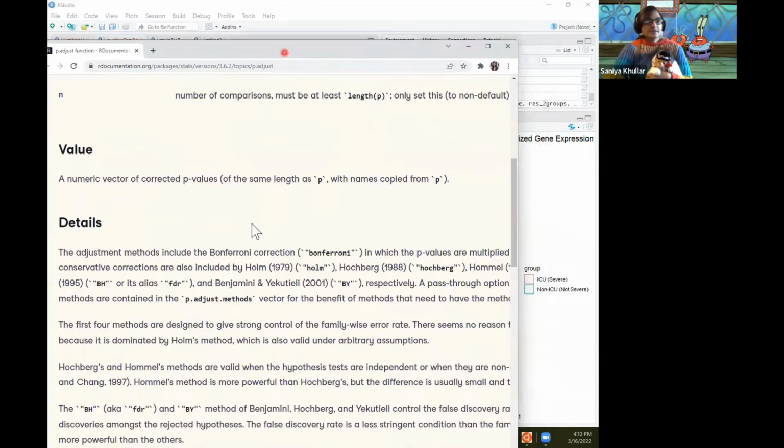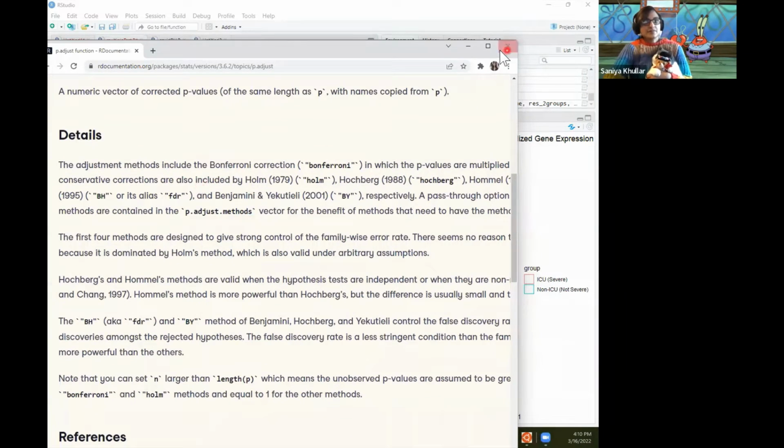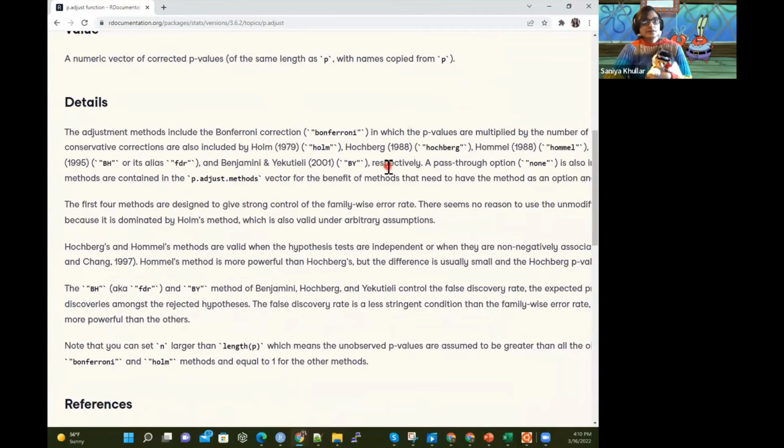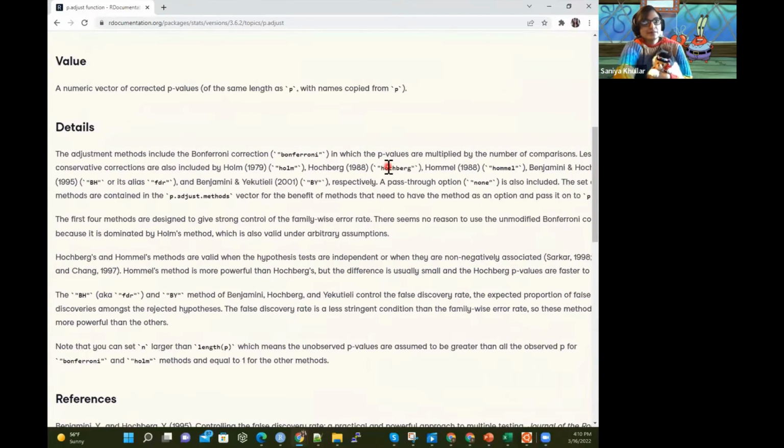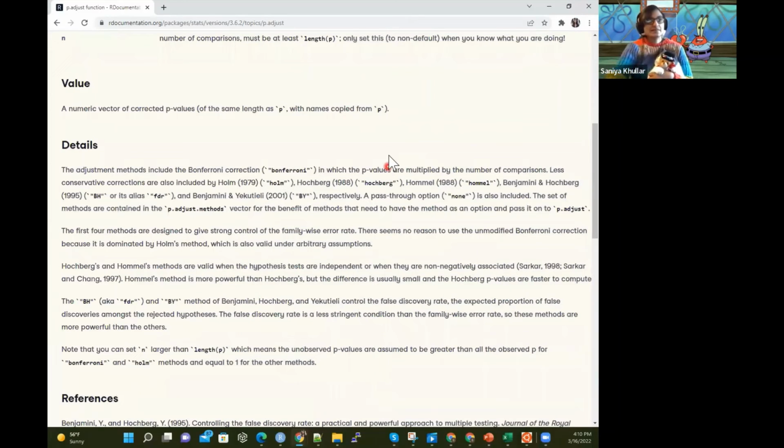The adjustment methods include the Bonferroni correction, in which the p-values are multiplied by the number of comparisons. There are also less conservative corrections included: Holm, Hochberg, Hommel, Benjamini and Hochberg, which is called BH or FDR, which stands for false discovery rate, and Benjamini and Yekutieli, 2001, which is called BY. We can also have none, which would just do no adjustment. It's just going to be the original p-values. But we're going to see each of these now.